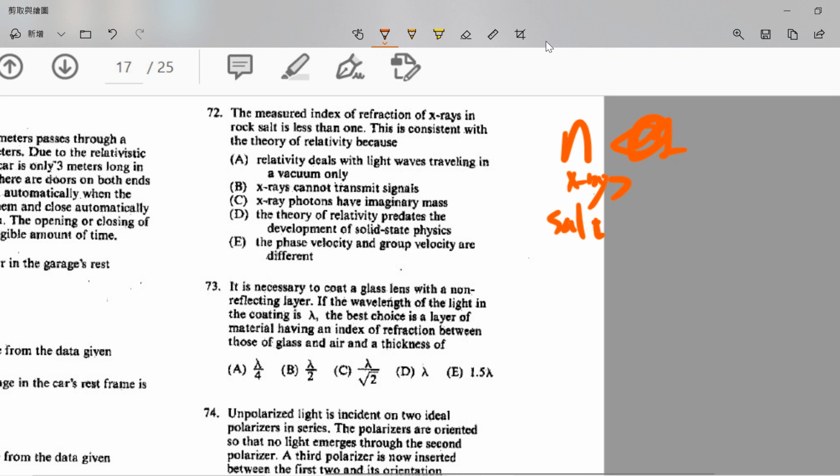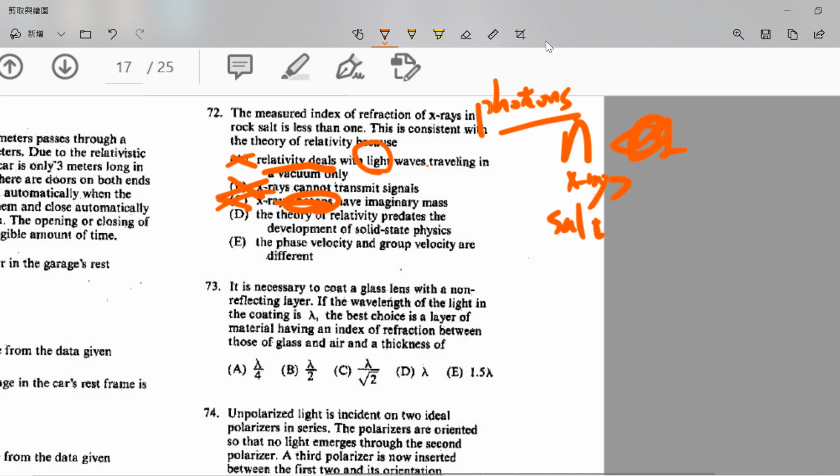A says that relativity deals with light travel in a vacuum only. This is not correct. Relativity deals with light travel not just in a vacuum. B says X-rays cannot transmit signals. This is fundamentally wrong. C says X-ray photons have imaginary mass. X-ray photons are the usual photons. Photons have zero mass.